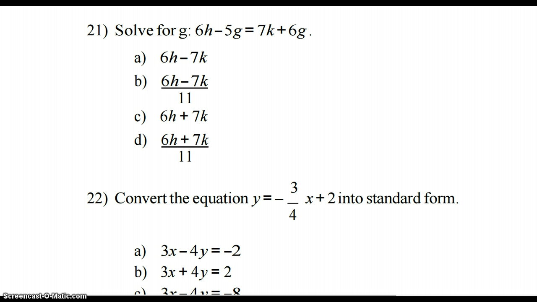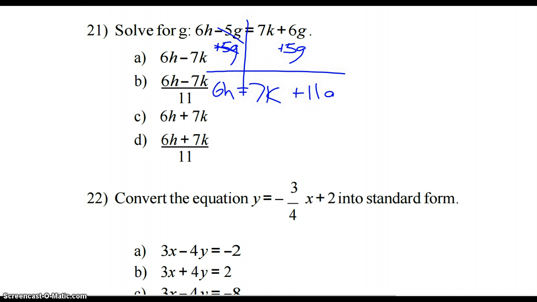And since we want to solve for g, the first thing we're going to want to do is try to get those g terms together. So what I'm going to do is add 5g to both sides. That will cancel out with that negative 5g. So now I'm left with 6h over here equals 7k, and then 6g plus 5g is 11g.